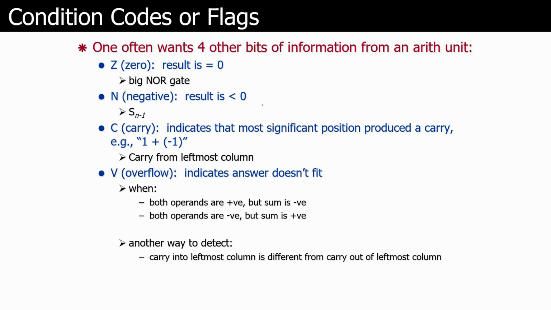You can have an AND gate for negative to see if the result is negative. And so if the result is negative, it'll be less than 0, and your N bit will be set to 1. And you have something similar going on for a carry bit that indicates that the most significant position produced a carry, as we had in our example just before. So in other words, in the example we just had, the C bit for carry would have been set to 1. And then we have a V bit for overflow.